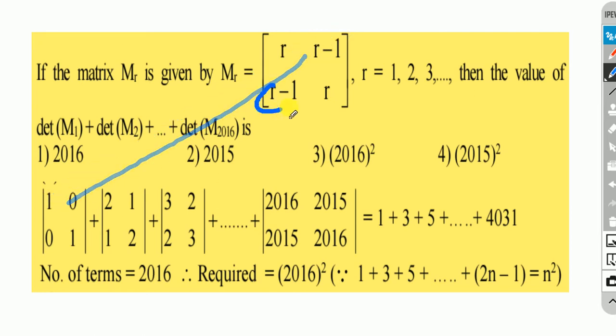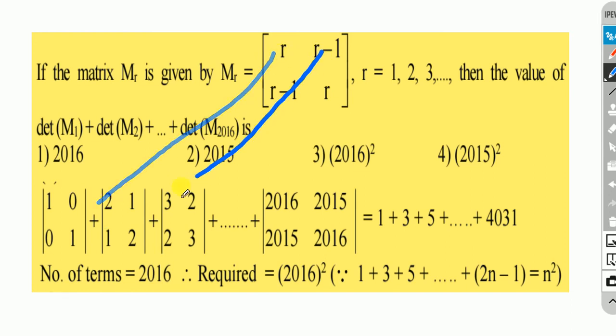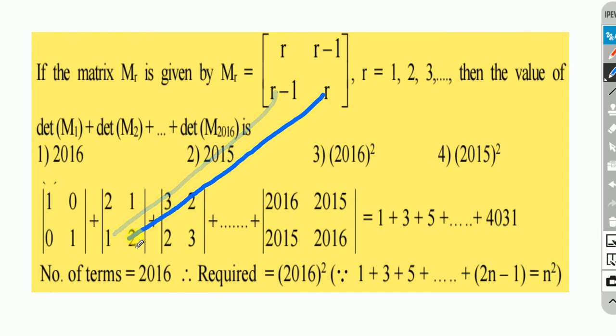Here again 1 minus 1 is 0 and 1 here. When you put R is equal to 2, I have 2 here, 2 minus 1 is 1, 2 minus 1 is 1 and R is equal to 2 means 2. Similarly, when you put R is equal to 3, I have 3 here, 3 minus 1 is 2, 3 minus 1 is 2 here and 3 again, and so on.